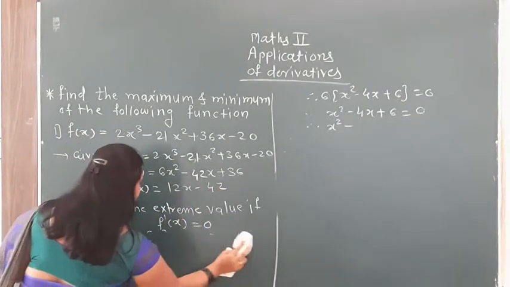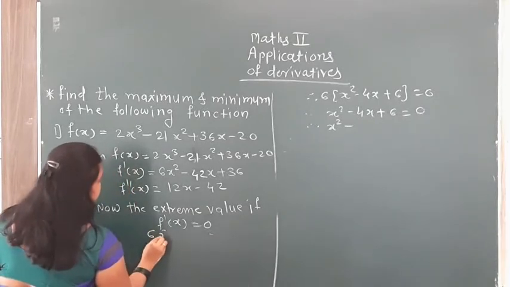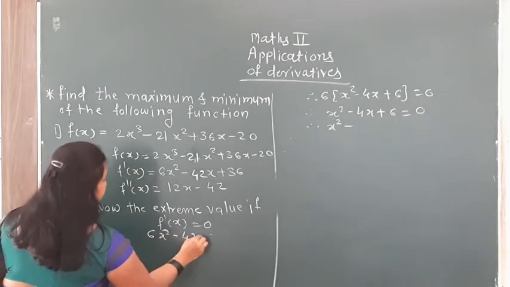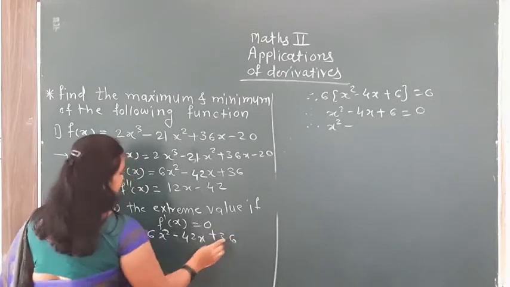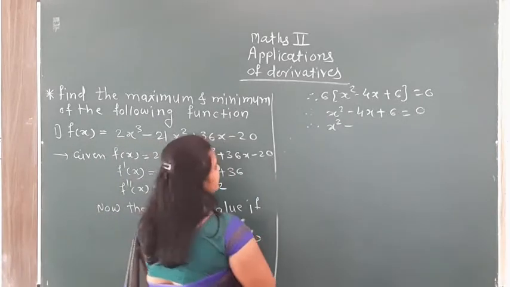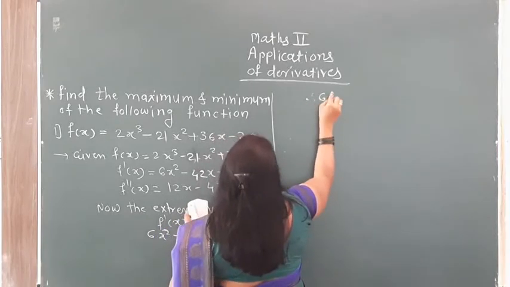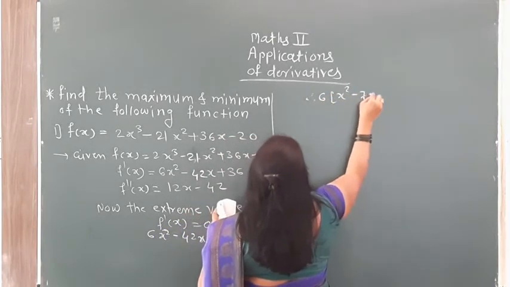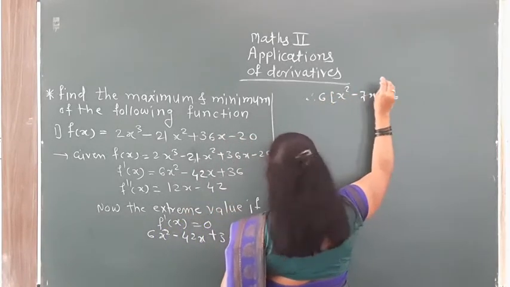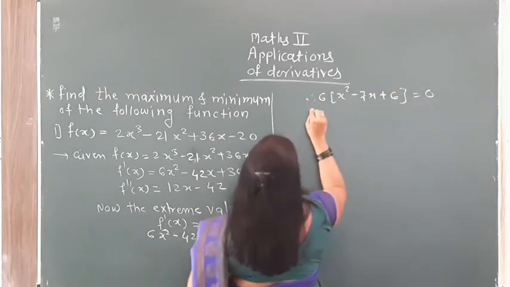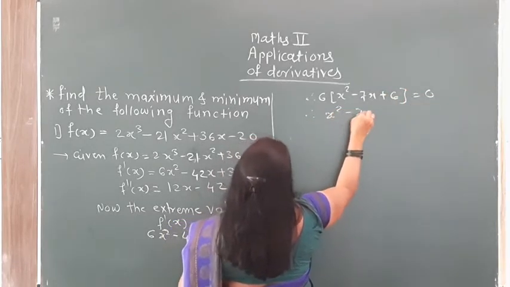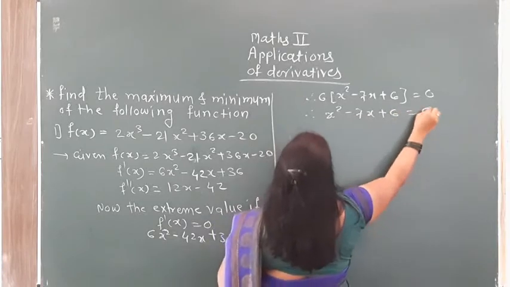Now this also changes: 6x square minus 42x plus 36 is equal to 0. Taking 6 outside, we get 6 times (x square minus 7x plus 6) is equal to 0. So therefore x square minus 7x plus 6 is equal to 0.